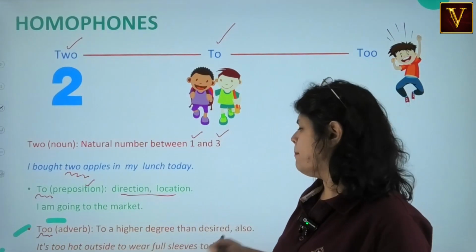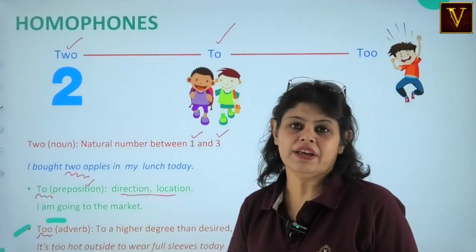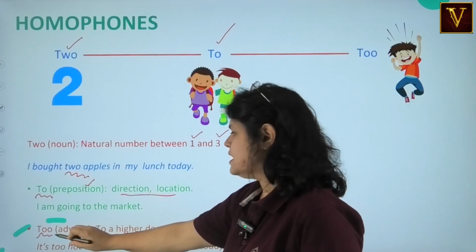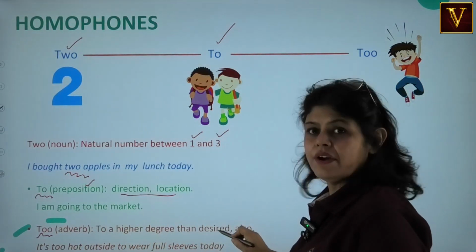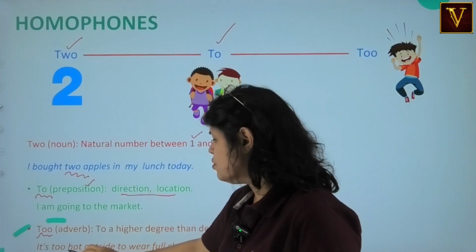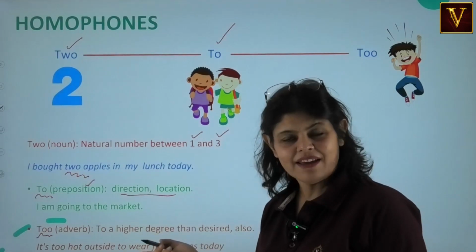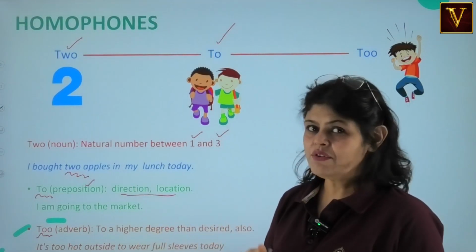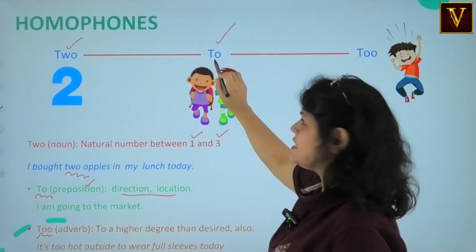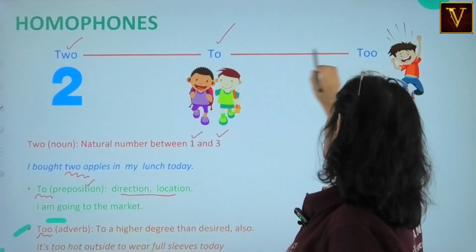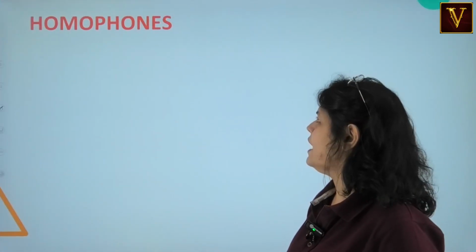When we talk about an extreme thing, a higher degree, then we say "too," to a higher degree than desired, right? It's too hot outside to wear full sleeves today. Got it? So have you understood the difference between two, to and too? Got it? Now next.